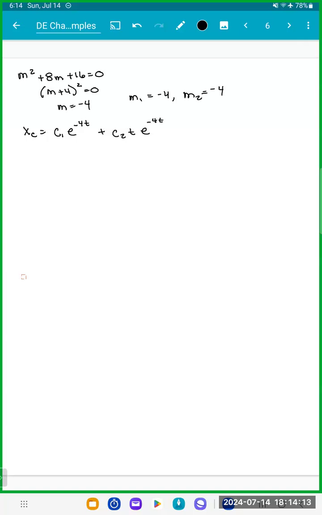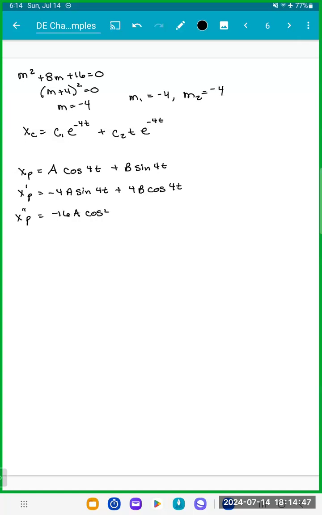Okay. So now when we're looking at our particular, we have x sub p is equal to a cosine of 4t plus b sine of 4t. So the first derivative of that is going to be -4a sine of 4t plus 4b cosine of 4t. And then the second derivative is going to give us -16a cosine of 4t minus 16b sine 4t.